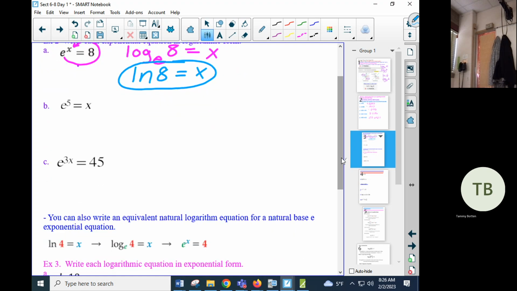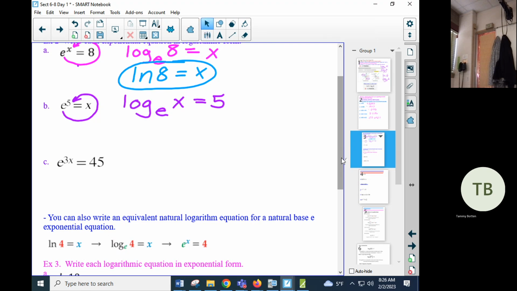Okay. So if I look at this next one again, first thing I do is I go log. If I think of this as my log loop, e comes first here, then the x would be here, not as a subscript, it would be right up here. And then it's always equal to your power, which is the 5. Once you write it like that, all you have to do is replace the log base e with natural log.